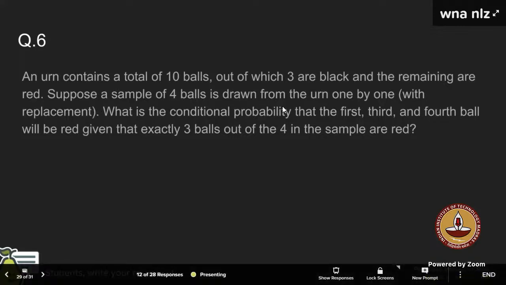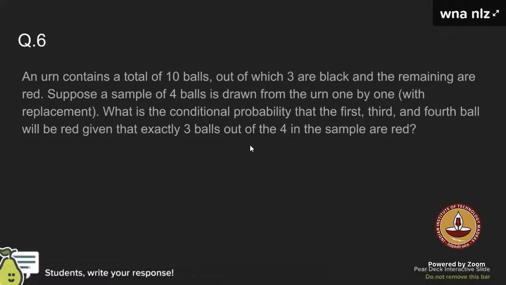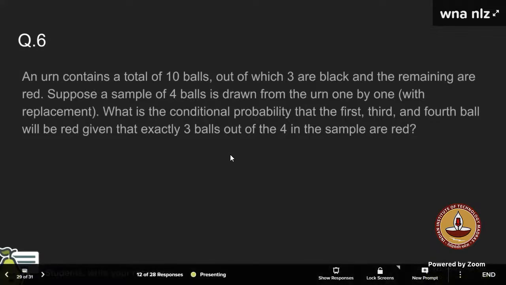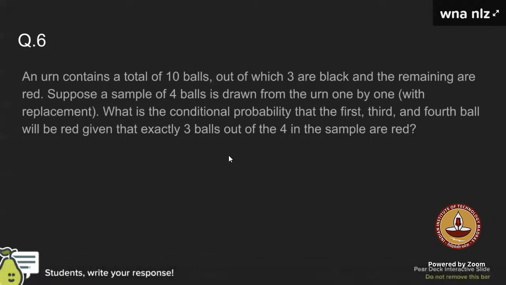What is the conditional probability that the first, third, and fourth ball will be red, given exactly 3 balls out of the 4 in the sample spaces are red? Now we have drawn 4 balls, and what we have been given is that of the 4 balls, 3 are red. What we have to find out is the probability that the first, third, and fourth will be red. The only restriction is that the second ball can be black or it can be red. But what we have been given is 3 are red.